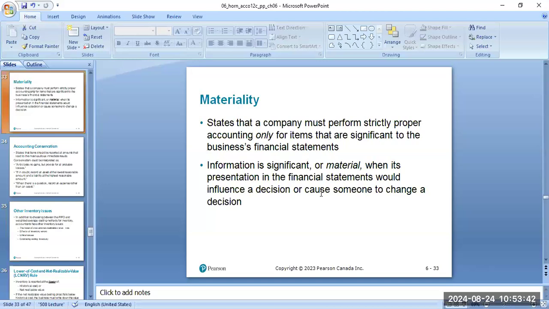Materiality. I believe I gave you that example. If I haven't, I'm going to give it to you again. Materiality states that the company must perform strictly proper accounting only for items which are significant to the business financial statements.